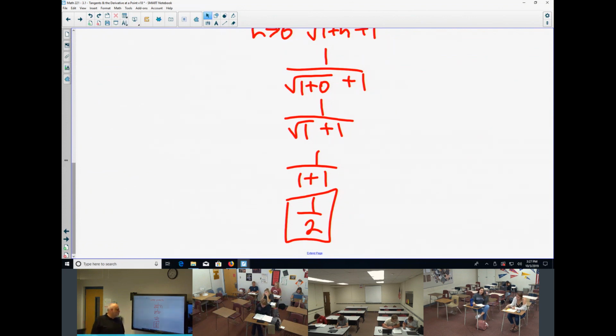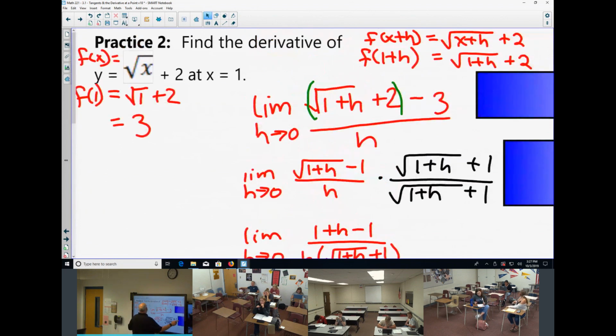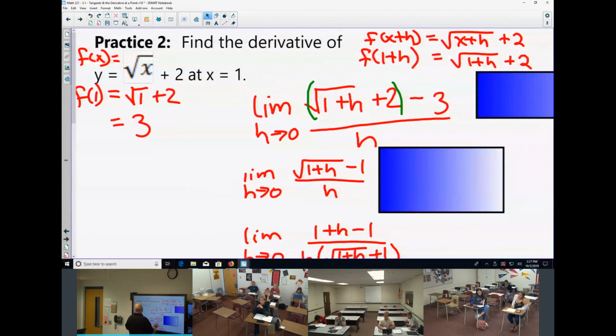Okay, so you're going to see that as we go into the first problem of the next section, it's the same thing. It's the same thing that we're doing. But let me just say a couple of things here before we do.